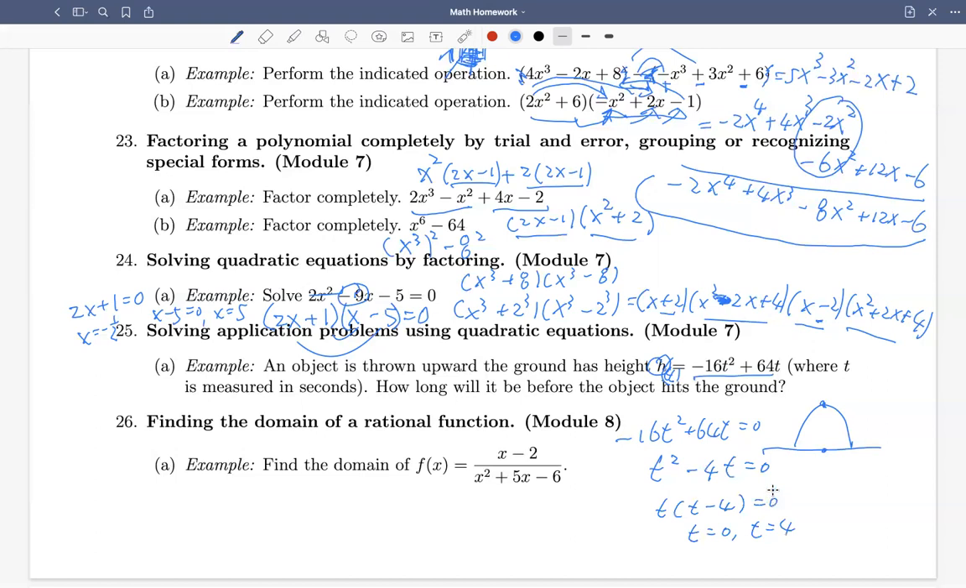So which means before you do anything, the ball is on the ground. So if you toss the ball into the air, after 4 seconds, it will hit the ground again. So two solutions. Let's see 26.